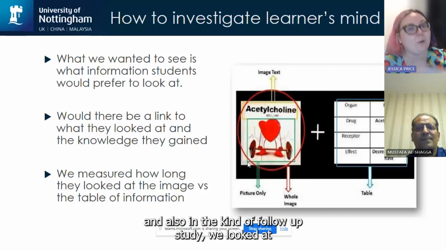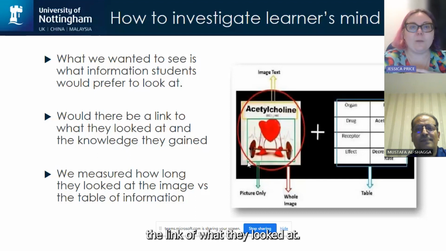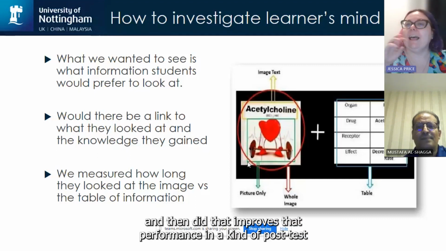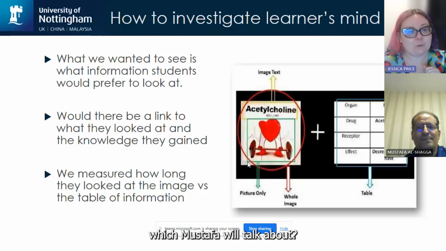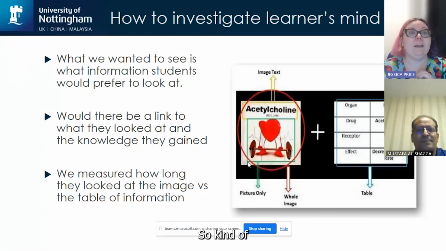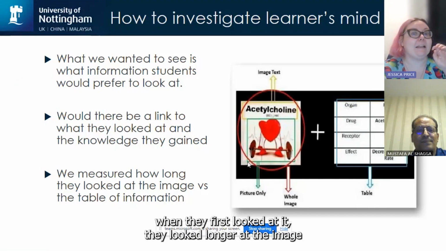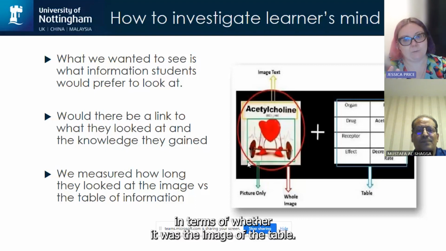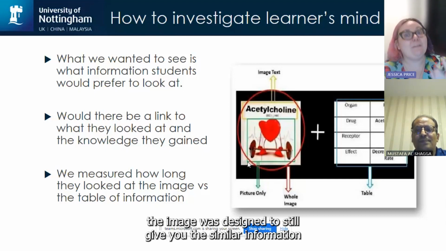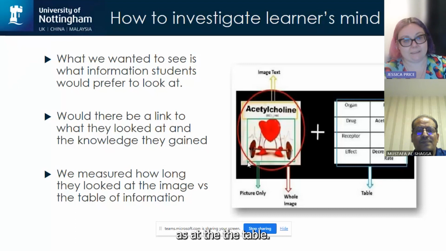And also, in the follow-up study, we looked at the link with what they looked at. Was it more a preference for a particular image? And did that improve their performance in a post-test, which Mustafa will talk about? We looked at different eye tracking measures. When they first looked at it, they looked longer at the image. In terms of the image versus the table, they still seemed to prefer to look at the image, but the image was designed to still give you similar information as the table.